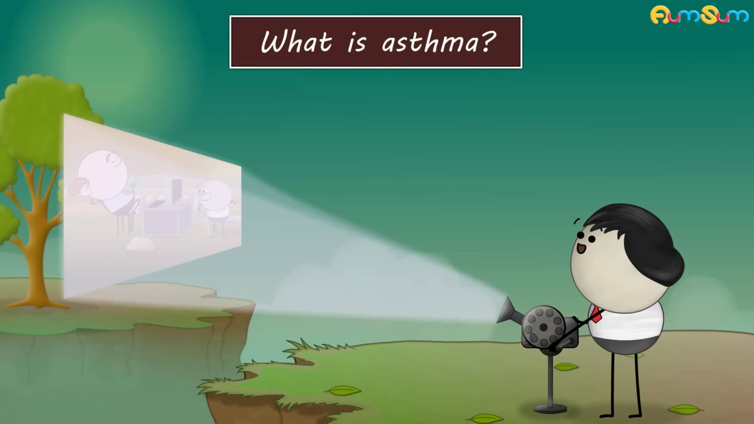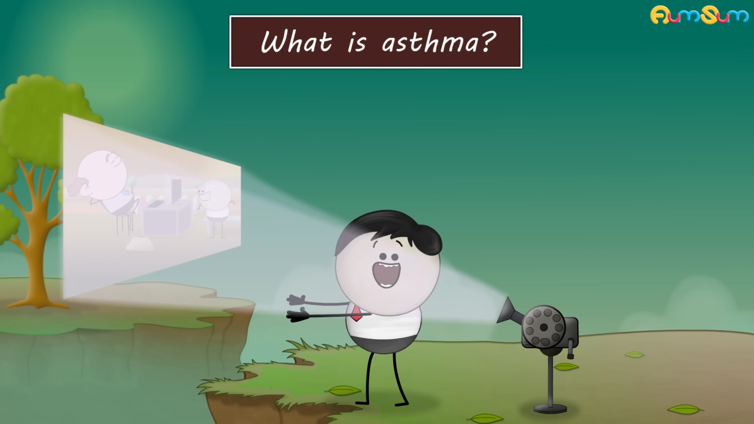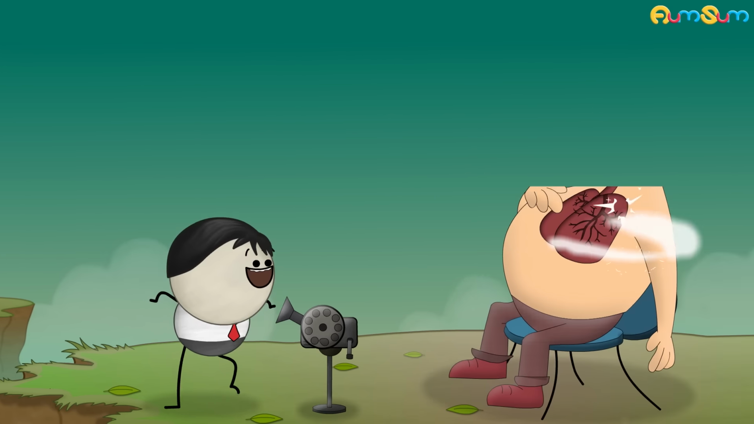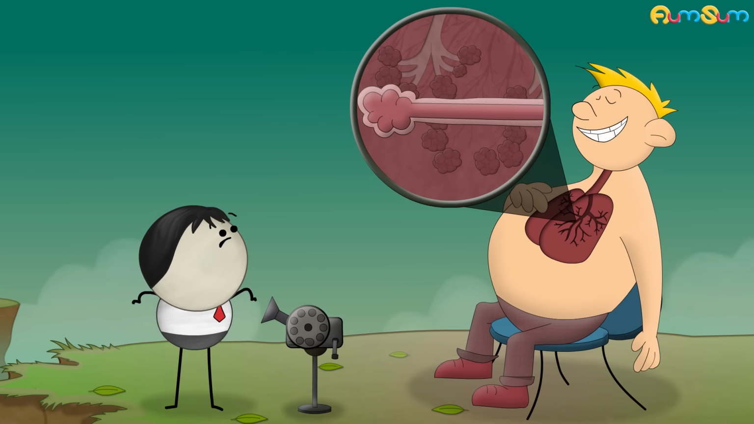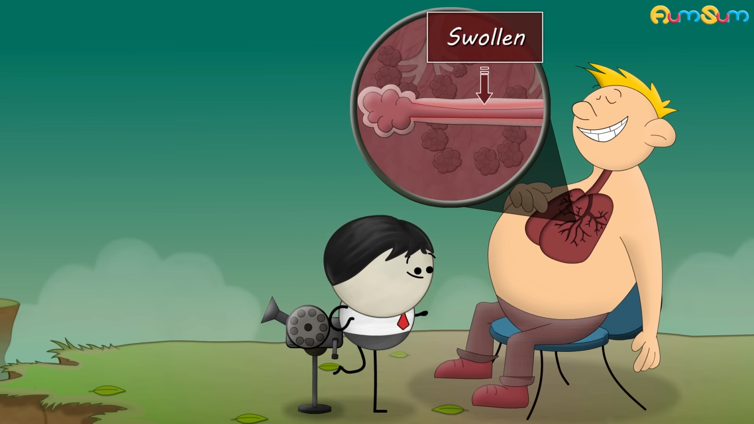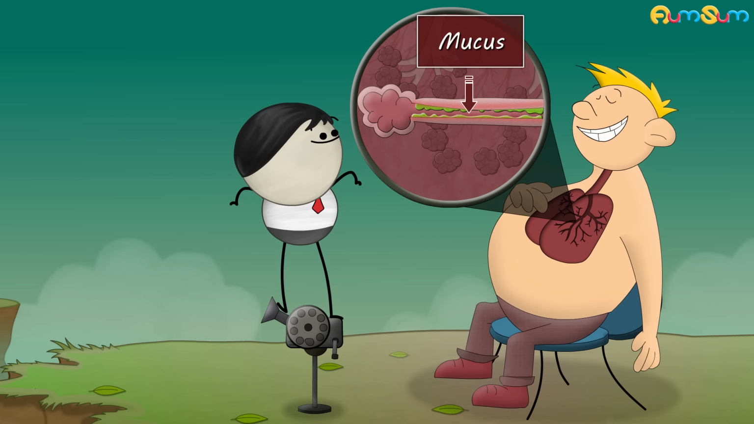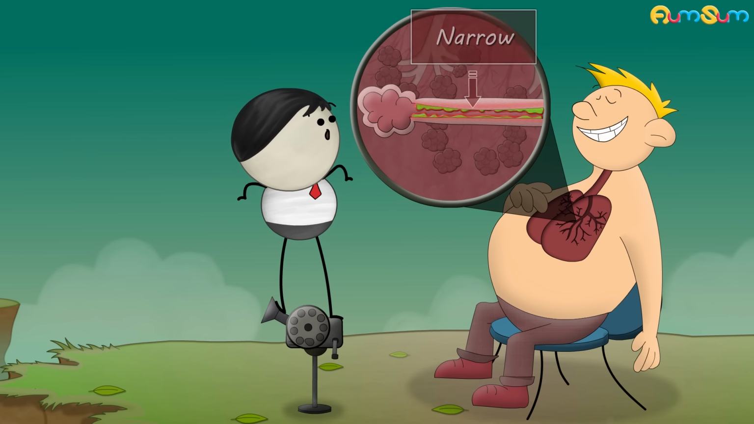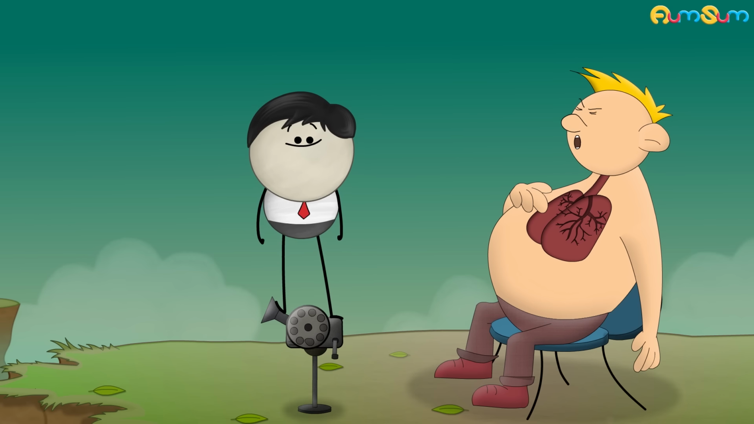What is asthma? It is a nickname for cinema. Stop bluffing. Asthma is a lung disease. A person with asthma has red and swollen bronchial tubes with a lot of mucus. As a result, the bronchial tubes get narrower than normal, thus making it hard to breathe.